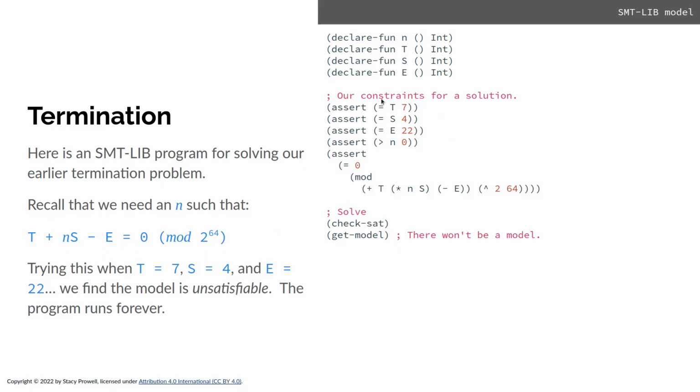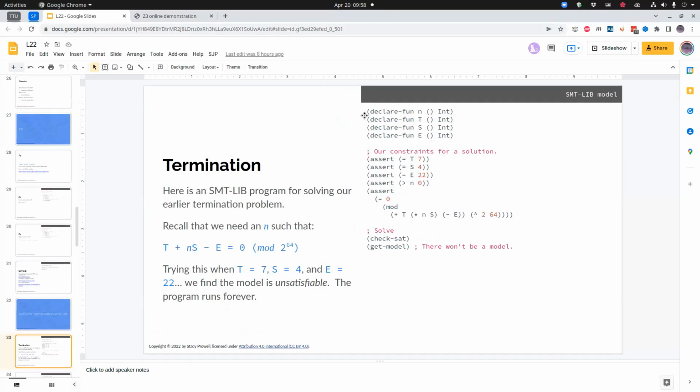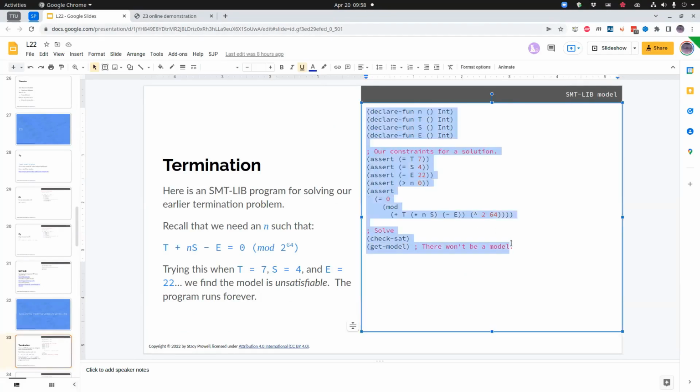This captures constraints about T, S, and E. This captures an interesting piece of information that I better not forget about N, or I might get a negative value or 0 or some other weird thing, which doesn't make sense to me. I need this. Here's the little constraint about the termination condition. And then I can check it and see if I get back a model. And in this case, let's pop out of here, take my word for it. Let's grab all this. Wait, did I lose the focus? I did. Let's grab all this.